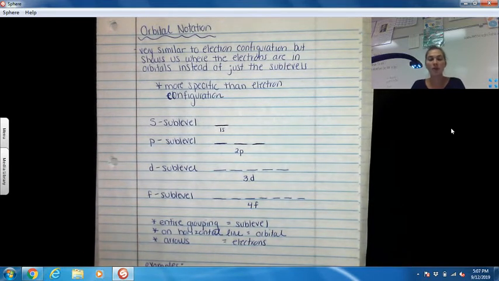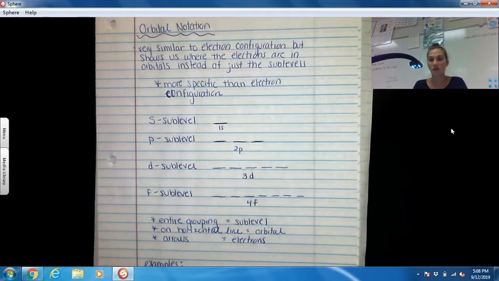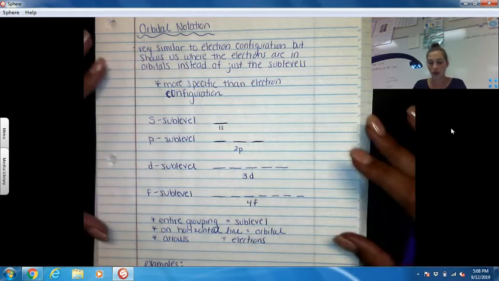Now, when we were doing electron configuration, we were just kind of writing a story about what energy level we were on, what sublevel we were in, and then how many electrons were in that sublevel per element. Now when we're doing orbital notation, we're being a little bit more specific. We are showing what the electron looks like, and we are showing what specific orbital it is in a sublevel. And I'm throwing a lot of vocab at you, but I'll explain it all.